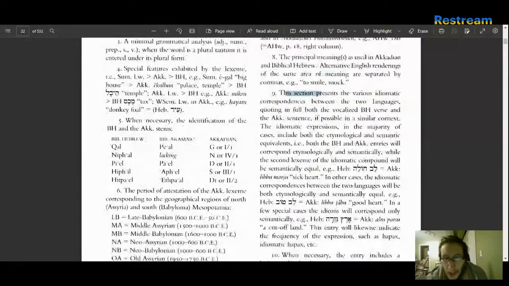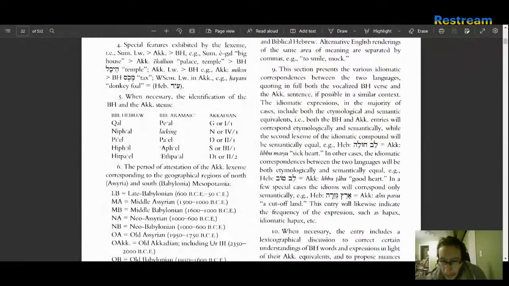And then the next section presents the various idiomatic correspondences between the two languages, quoting in full both the vocalized Biblical Hebrew verse and the Akkadian sentence, if possible in a similar context. The idiomatic expressions in the majority of cases include both the etymological and semantic equivalents. Both the Biblical Hebrew and Akkadian entries will correspond etymologically and semantically, while the second lexeme of the idiomatic compound will be semantically equal. In other cases, the idiomatic correspondences between the two languages will be both etymologically and semantically equal.